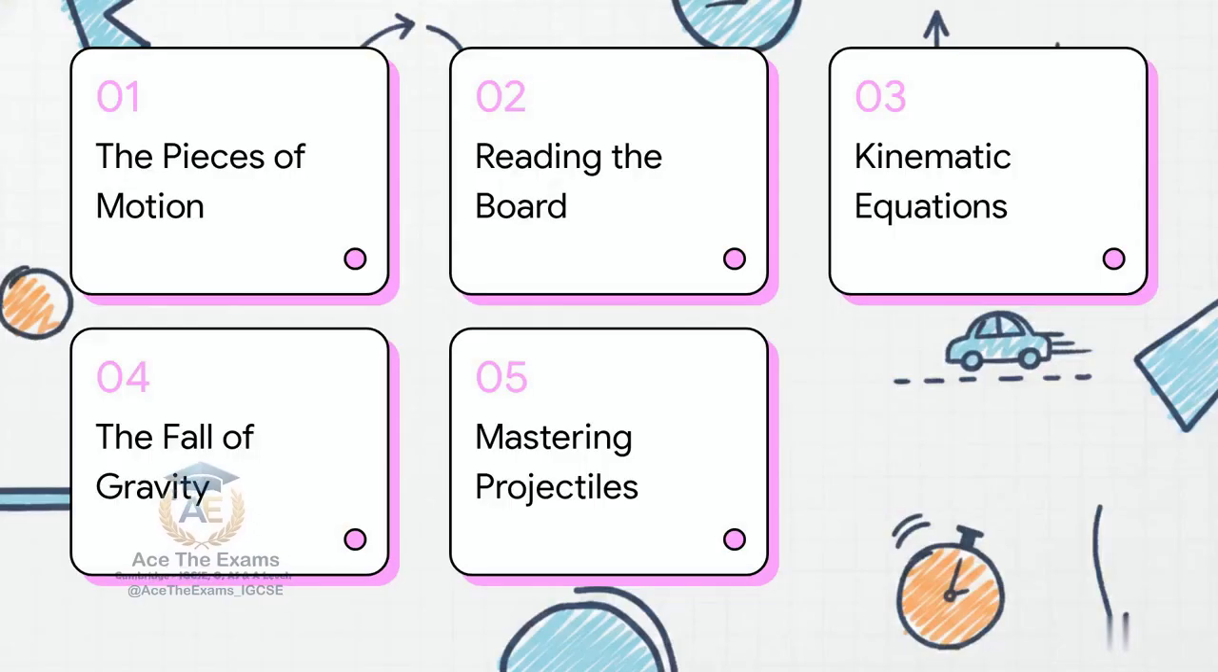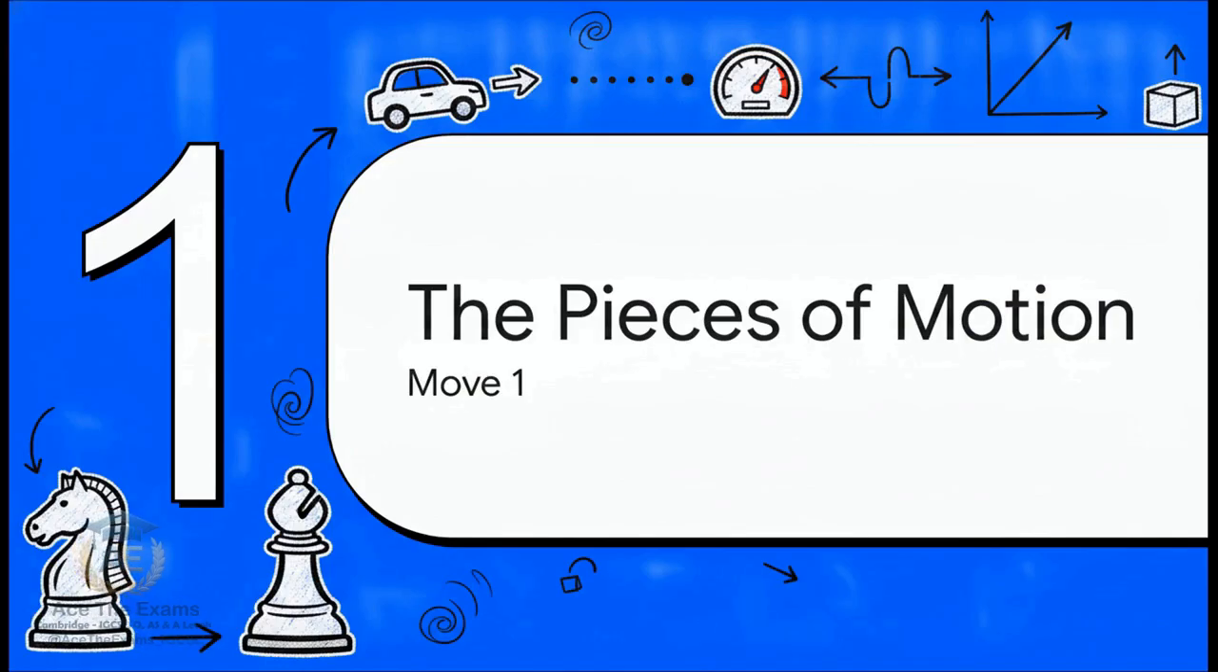So here is our game plan for today. First, the pieces of motion. Second, reading the board. Third, the kinematic equations. Fourth, the fall of gravity. And finally, step 5, mastering 2D projectiles. All right, move 1, the pieces of motion.